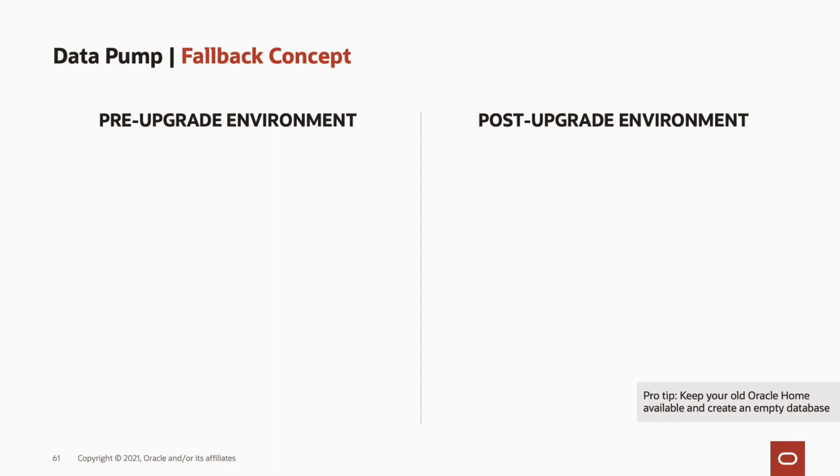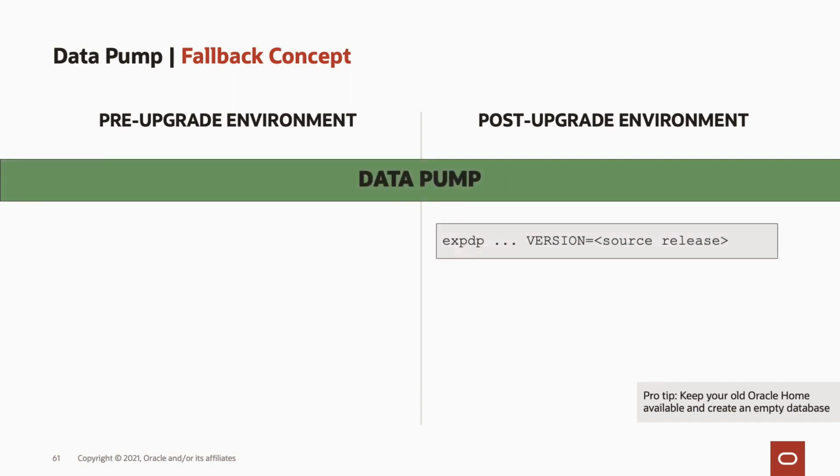Now the scenario here is post-upgrade. That means you've done an upgrade, maybe even a PDB convert, and you set compatible to a newer version for some reason, and now you want to go back. Reading from the top to the bottom, on the right, you do an export and create a dump file that's compatible with the lower release by using the version parameter. Then, back on the original source environment, to the left, on which you'd like to fall back, you use that dump file to do an import. And if you think that you might need to fall back, it's a good idea to keep your old Oracle Home available and to create an empty database for your import.